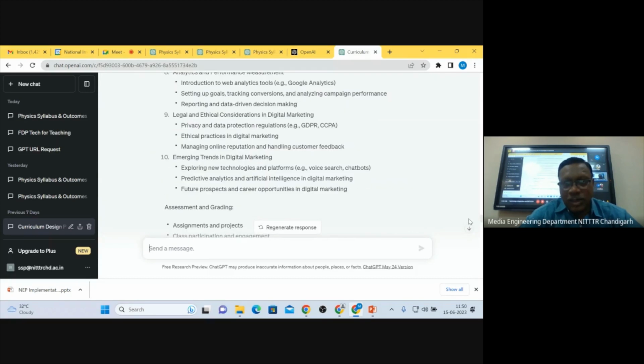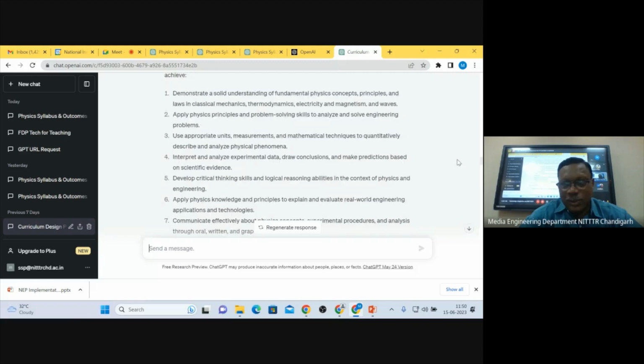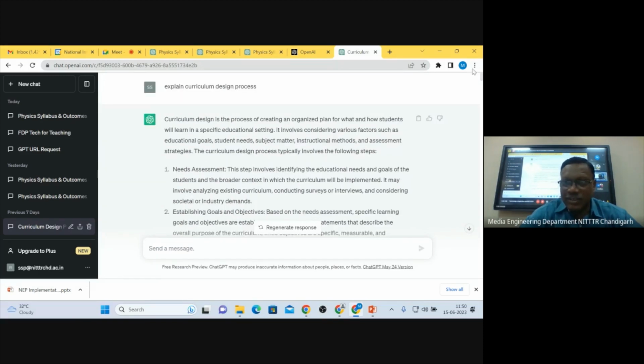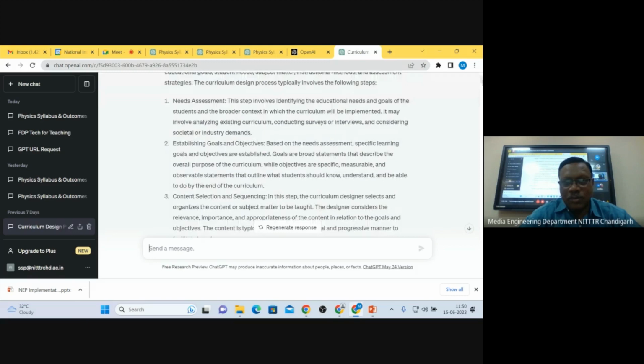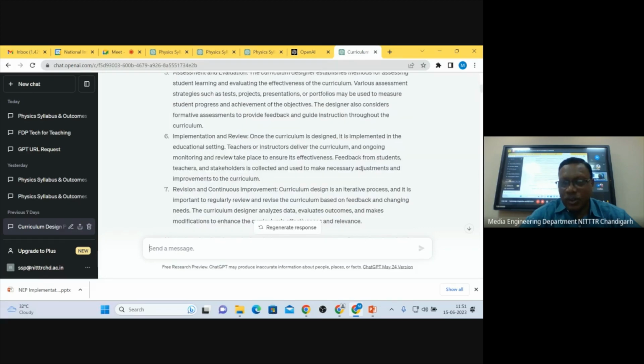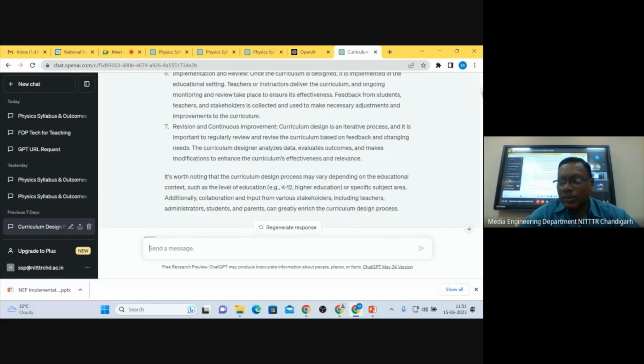When I saw Madam Nidhi, I thought let me show her that this consultancy I could have taken if I would have known this ChatGPT is there to do my job. We spend a lot of money on need assessment, establishing a goal, content selection, assessment and evaluation, implementation and review, revision and continuous improvement. This is the different process which we do in curriculum.